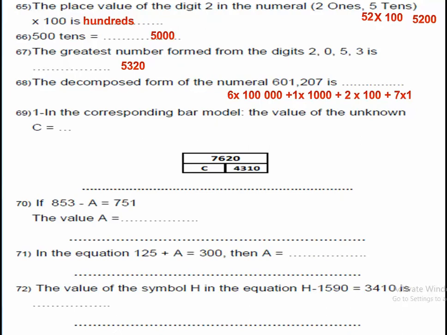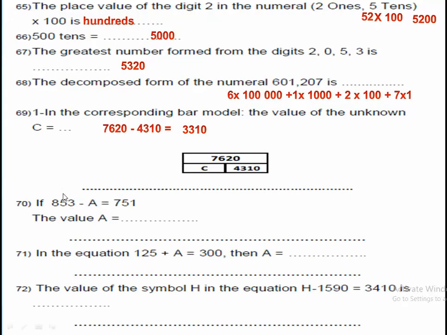In the corresponding bar model, the value of the unknown C, okay, let's see. 7,620 is the whole, and this is part, and this is part. To get the part, subtract part from the whole. It will be 7,620 minus 4,310 equals, yes, 3,310.